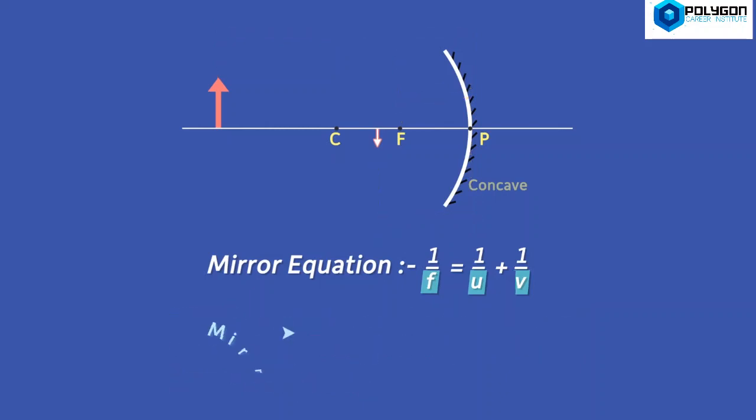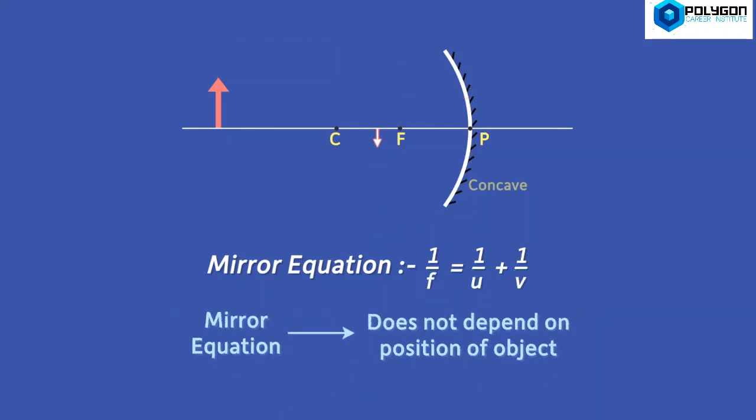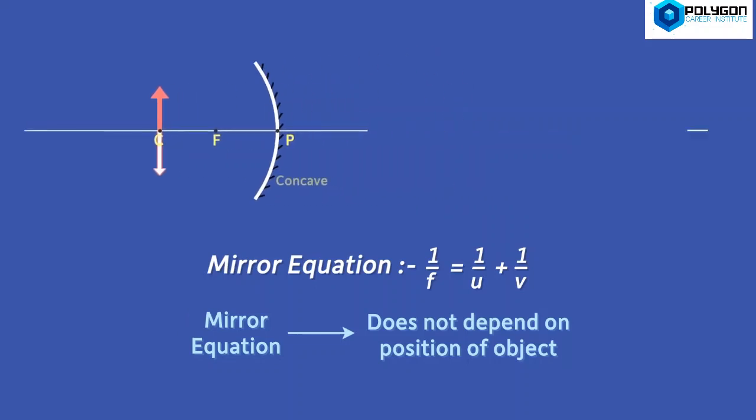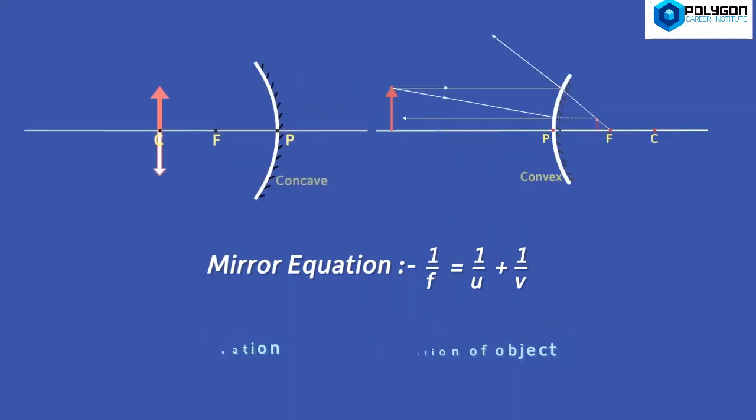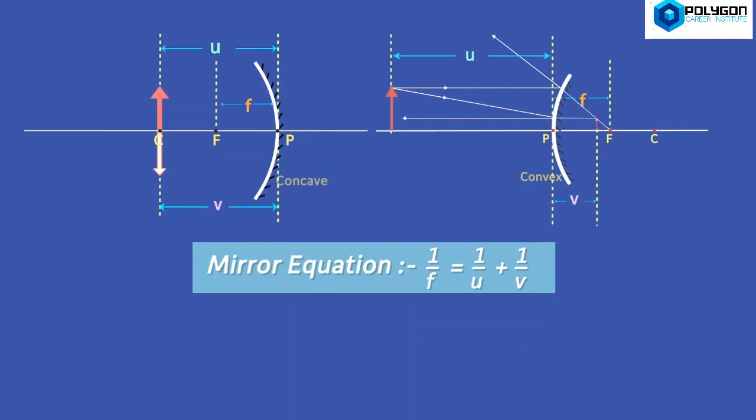I also told you that the mirror equation does not depend on the position of the object. It is the same no matter where the object is kept. Also, it will be the same if instead of a concave mirror, we use some other mirror, say a plane or a convex mirror. As you can clearly see, all the three variables in the equation represent various distances. Now, how do we measure these distances?